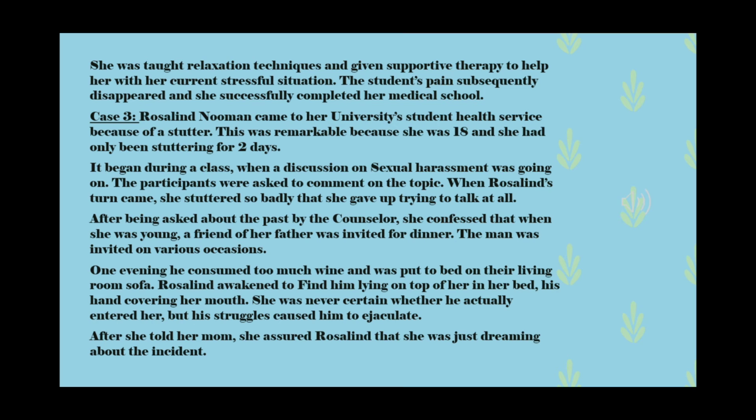After being asked about the past by the counselor, she confessed that when she was young, a friend of her father's was invited for dinner. The man was invited on various occasions. One evening, he consumed too much wine and was put to bed on their living room sofa. Rosalind awakened to find him lying on top of her in her bed, his hand covering her mouth. She was never certain whether he actually entered her, but his struggles caused him to ejaculate. After she told her mom, she assured Rosalind that she was just dreaming about the incident.